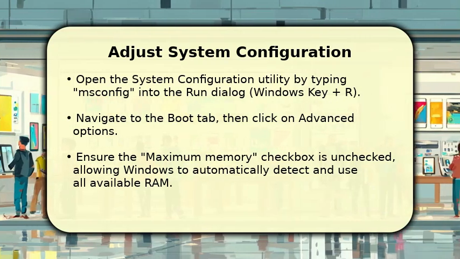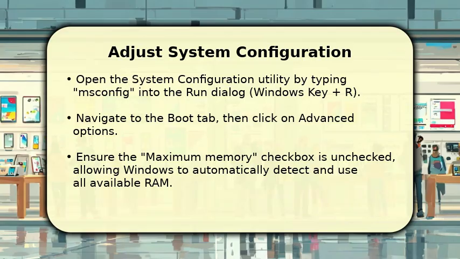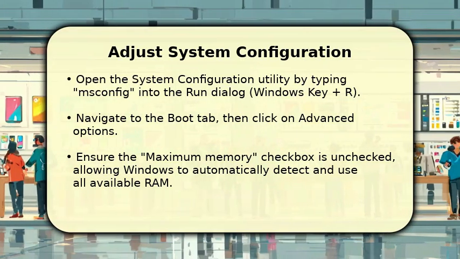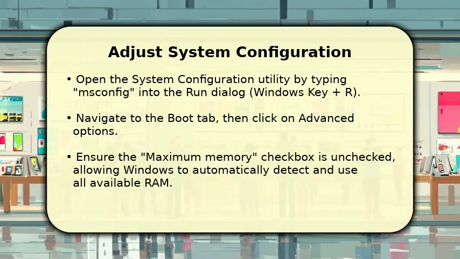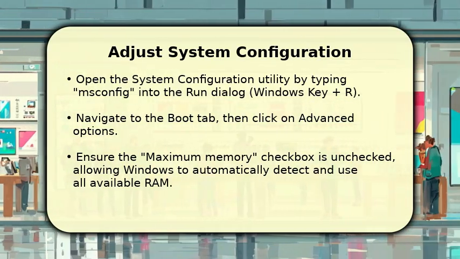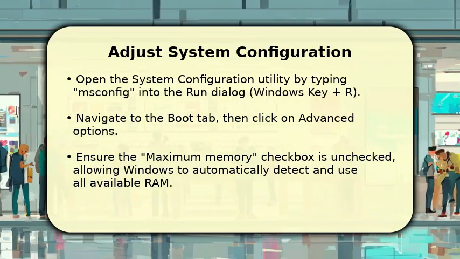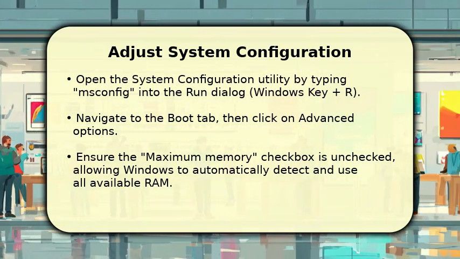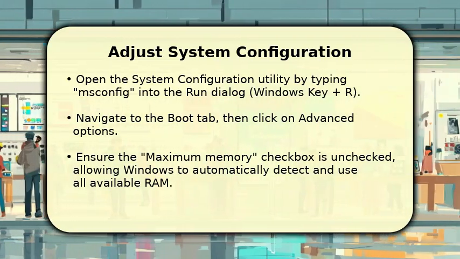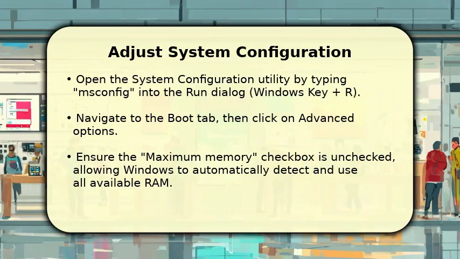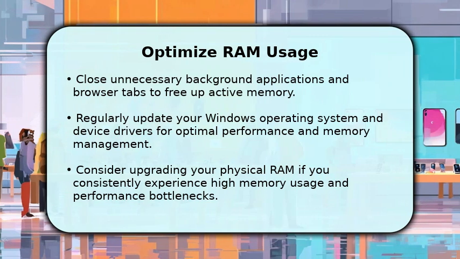Next, we'll adjust a crucial system setting. Press the Windows key and R to open the Run dialog, then type msconfig and hit Enter. In the System Configuration window, go to the Boot tab and click Advanced Options. Here, you'll find a maximum memory checkbox. Make sure this box is unchecked. This setting, when checked, can sometimes limit the RAM Windows uses, so unchecking it allows your system to automatically utilize all installed memory.